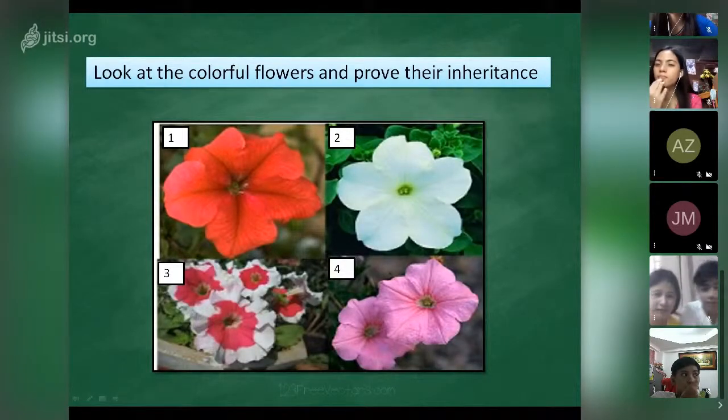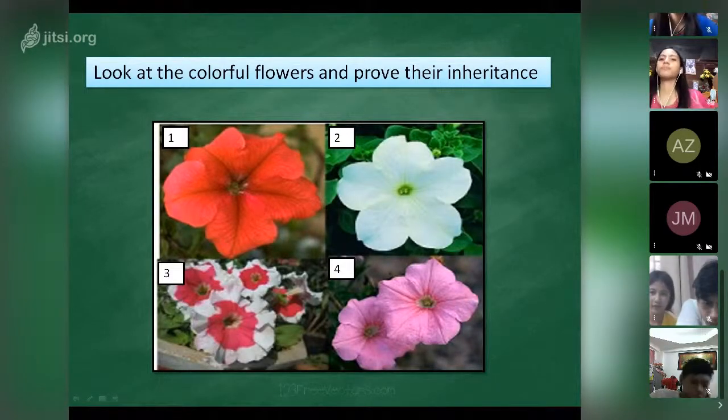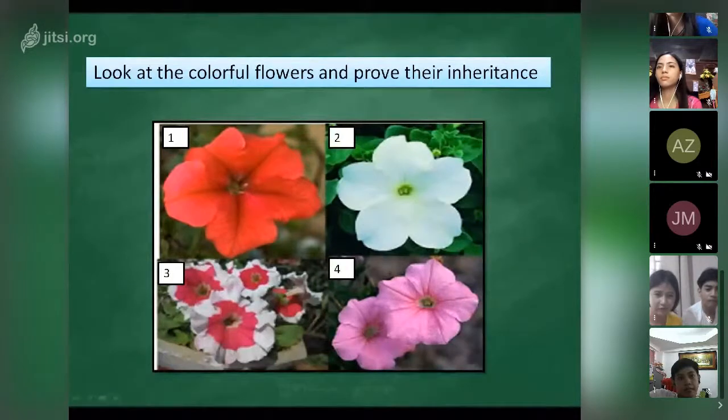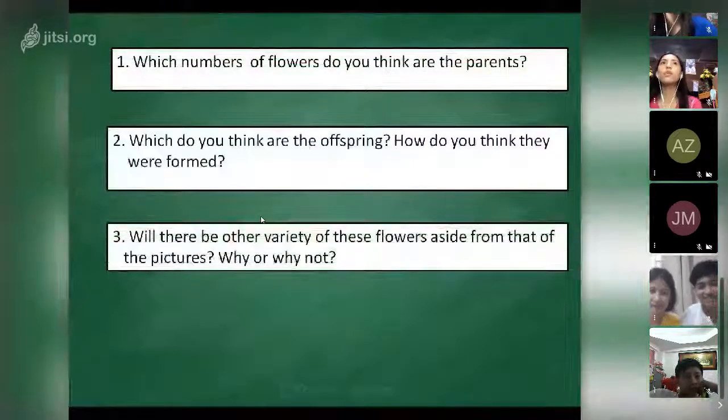Okay. Joshua said that the parents are one and two, while Crisia said the parents are three and four. Now, which do you think are the offspring? Four, sir. Four and three. Okay, four and three. Now, we're going to go back to that later and find out if your answers are correct.